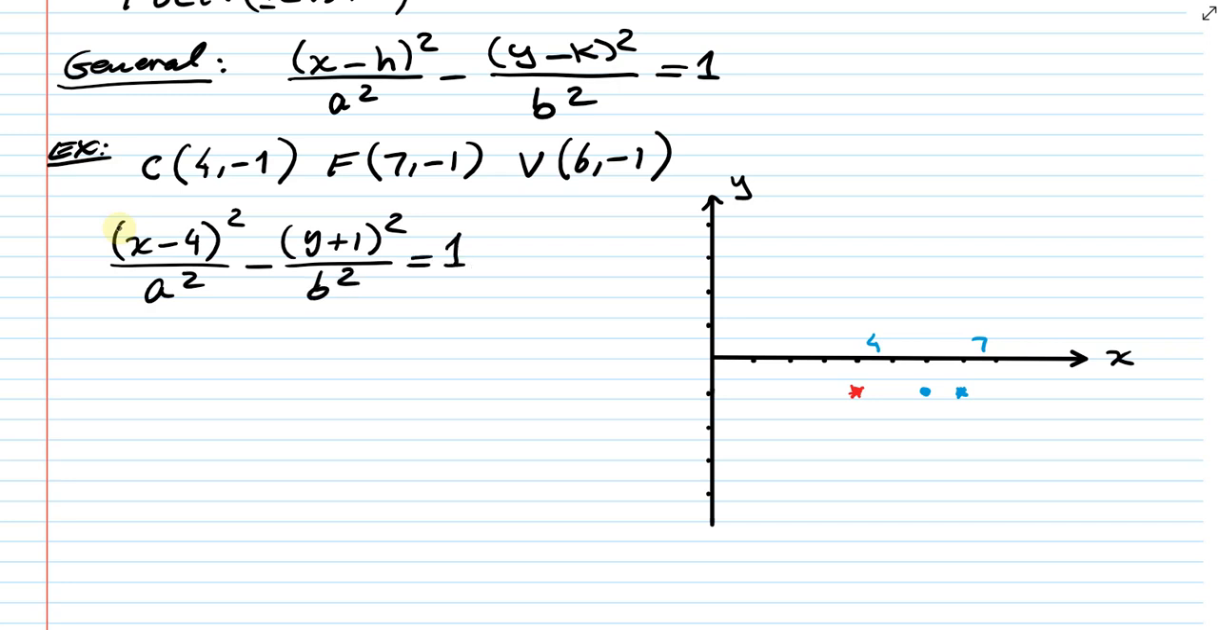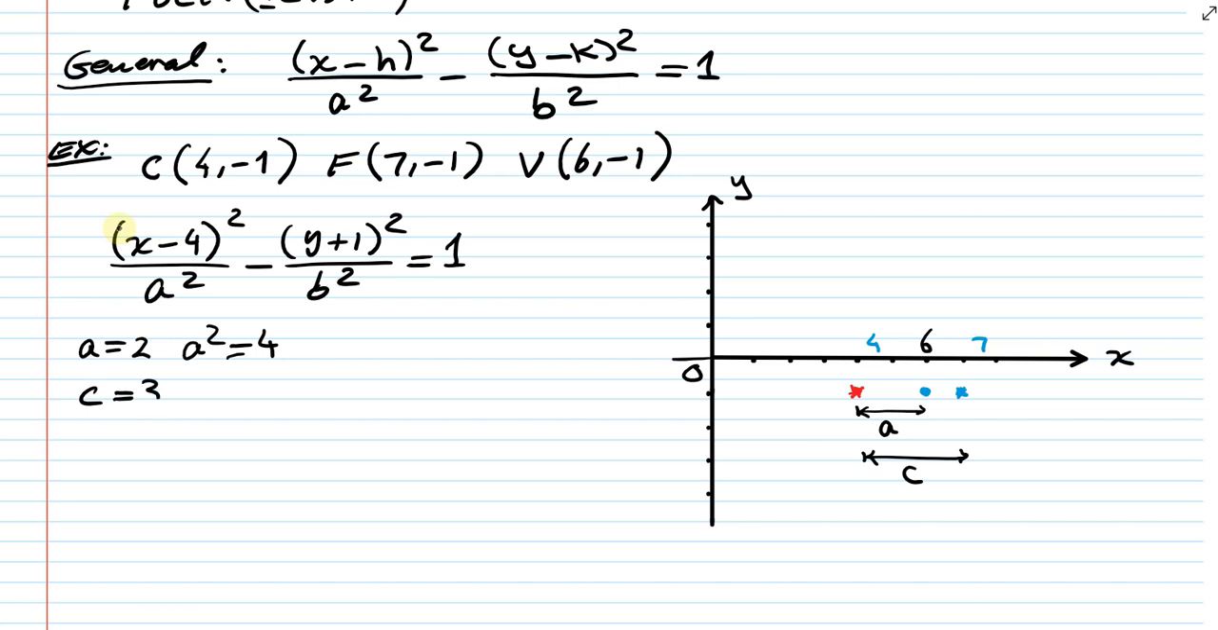Now let's see if we can do something here. The distance from center to vertex, which is from 4 to 6, that is what a is. Therefore, a is 2. Okay. A is 2, so a squared is 4. B we don't know yet, but we know the distance from center to a focus. That is what C is.